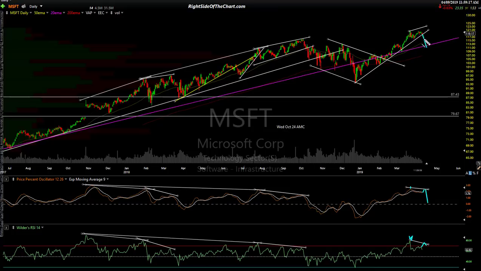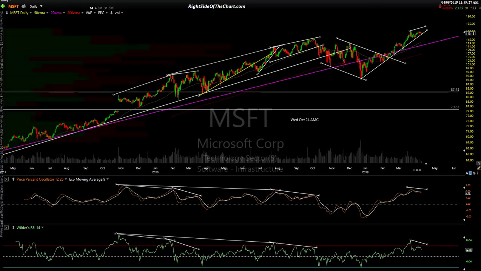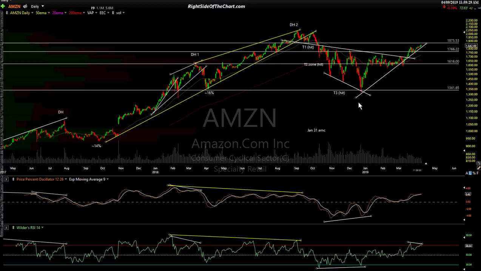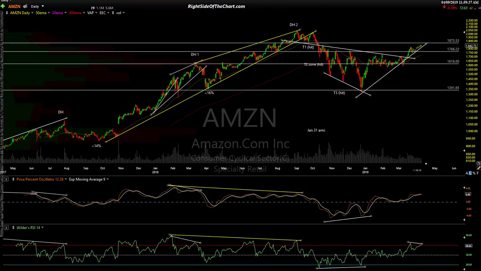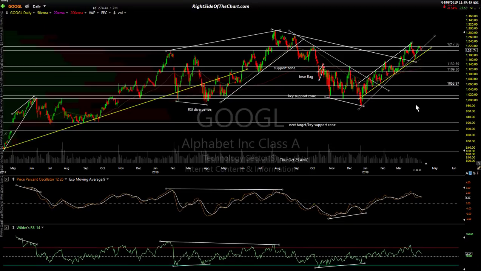So this one could break down today. It could break down in a week from now or a month from now, or sooner or later it'll probably take out that trend line, but who knows? Anything's possible. Amazon, same thing, uptrend line to watch, coming up on resistance here around 1875.50. But still above trend. That's the important thing. Divergence on the RSI, but not so much on the PPO. But again, I'd focus more on this trend line here.